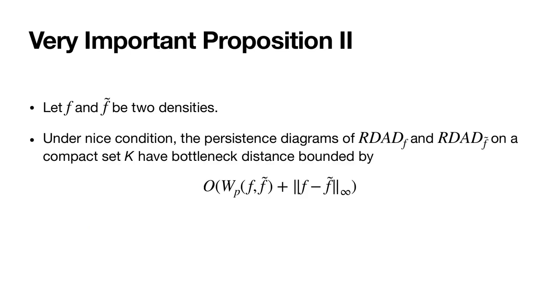So here comes the second VIP. If you start with some density f, and then you perturb it to be some f tilde, possibly by outliers, or possibly by added noise, then under certain condition, your persistence diagram will only be perturbed up to some error measure between f and f tilde. So the idea is that if f tilde is not too far away from f, then you're good.